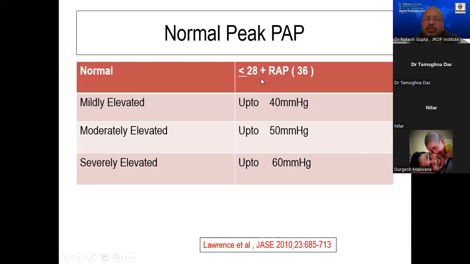which corresponds to almost 32 millimeters of mercury. Or the other value you can say, anybody who has got a velocity of 2.8 to 2.9, less than that is considered as normal peak pulmonary artery pressure. And this is a formula which is self-created in 2010: mildly elevated 40, moderately 50, and then severely elevated 60.